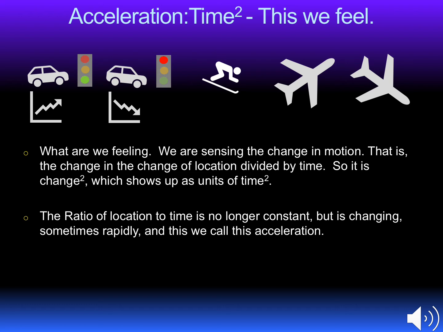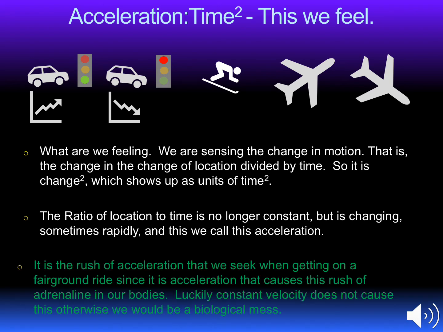So it is change squared, which shows up in units of the acceleration as time squared. So the ratio of location to time is no longer constant, but is changing, sometimes rapidly, and we call this acceleration. And in fact, it is the rush of acceleration that we seek when we go on a fairground ride, since it is acceleration that causes this rush of adrenaline in our bodies.